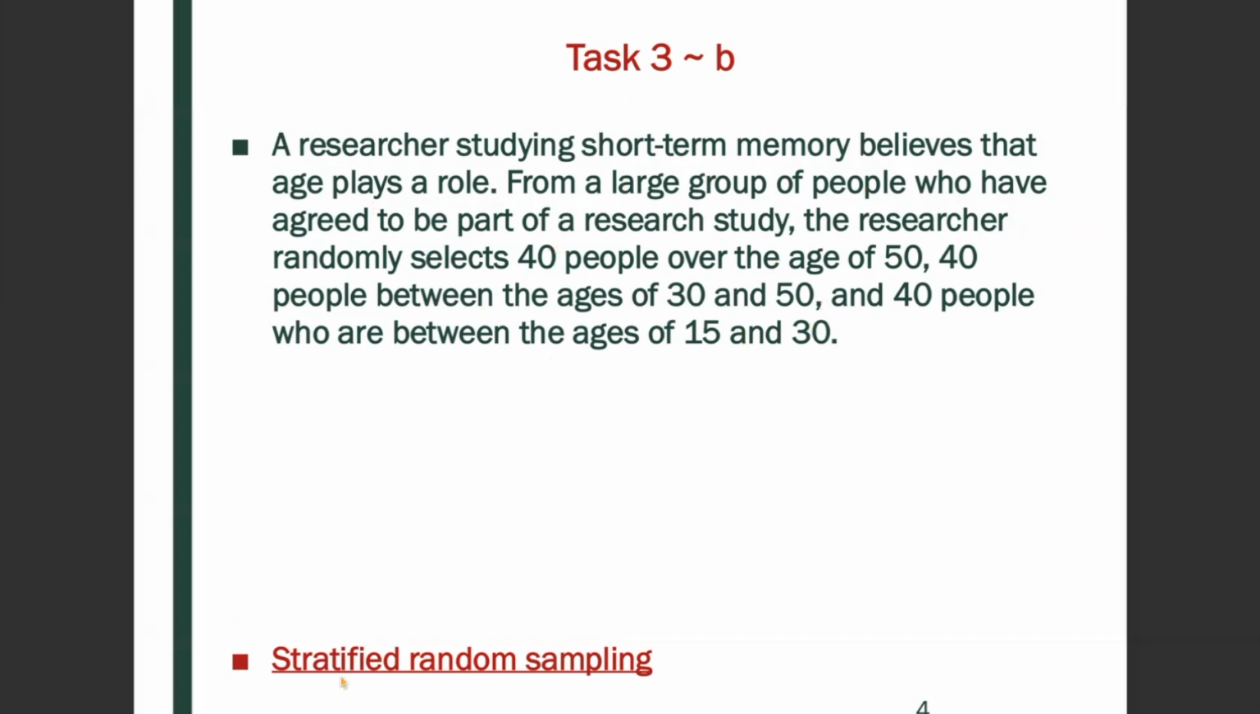This would be an example of stratified random sampling because we're dividing it into strata, which here the different strata or groups are based on age. And then we're sampling randomly within each stratum. So for example, in the category of age that's over 50, we're randomly selecting 40.